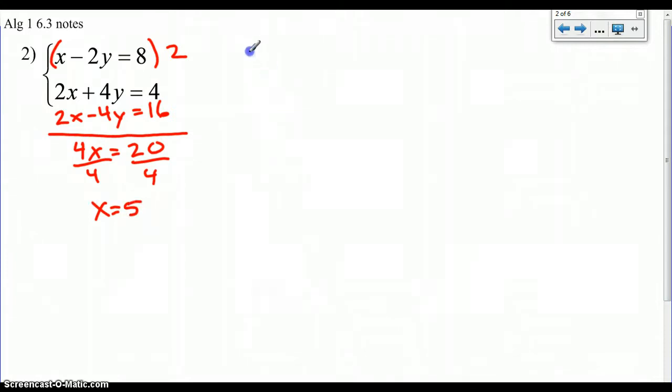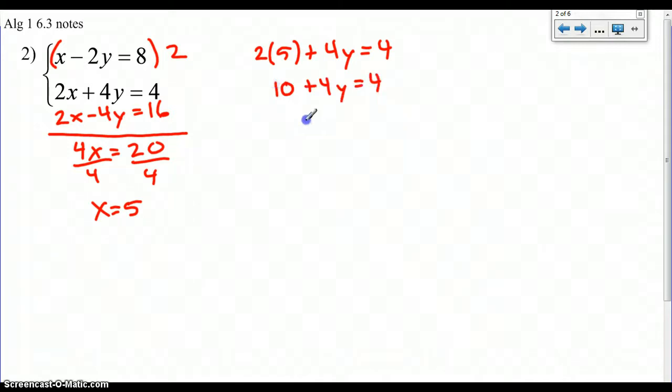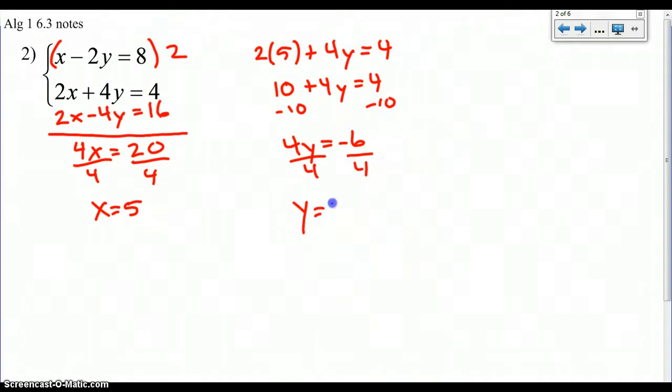Then you could choose first equation or second. I'm going to go with the second one this time. Again, like I previously mentioned, it really doesn't matter which equation you use. That's 10 plus 4y equals 4. So we'll subtract 10. And finally divide by 4. Now negative 6/4, I'd want to go ahead and simplify that to negative 3/2. So our solution is the point 5 and negative 3/2.